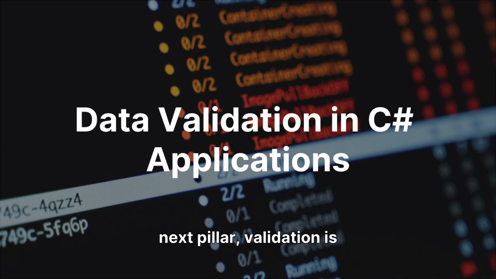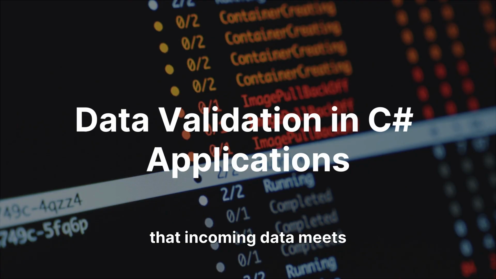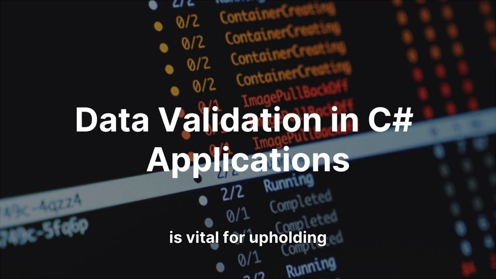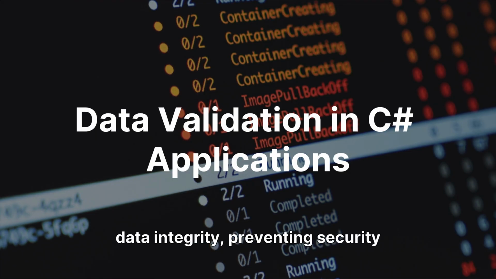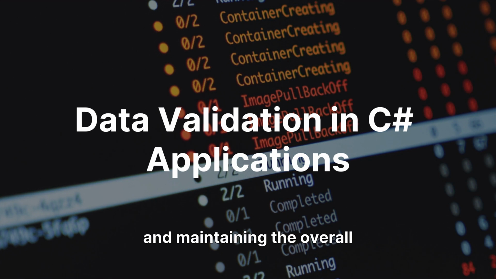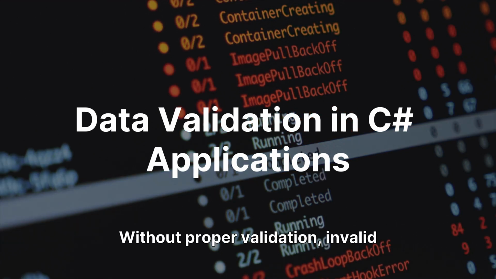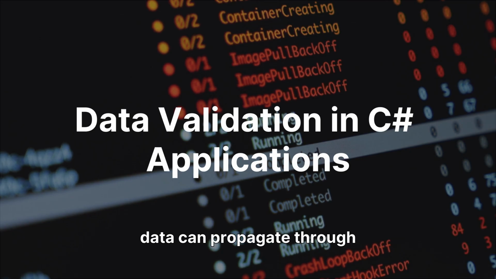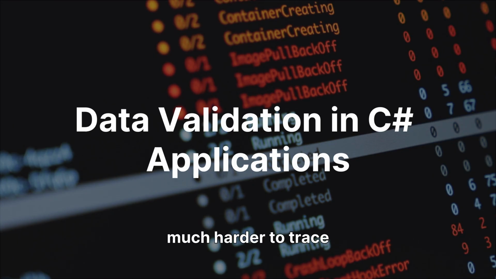Moving on to the next pillar, validation is the process of ensuring that incoming data meets predefined criteria before it's processed or stored, which is vital for upholding data integrity, preventing security vulnerabilities like injection attacks, and maintaining the overall reliability of your C# applications. Without proper validation, invalid data can propagate through your system, leading to errors downstream that are much harder to trace and fix.